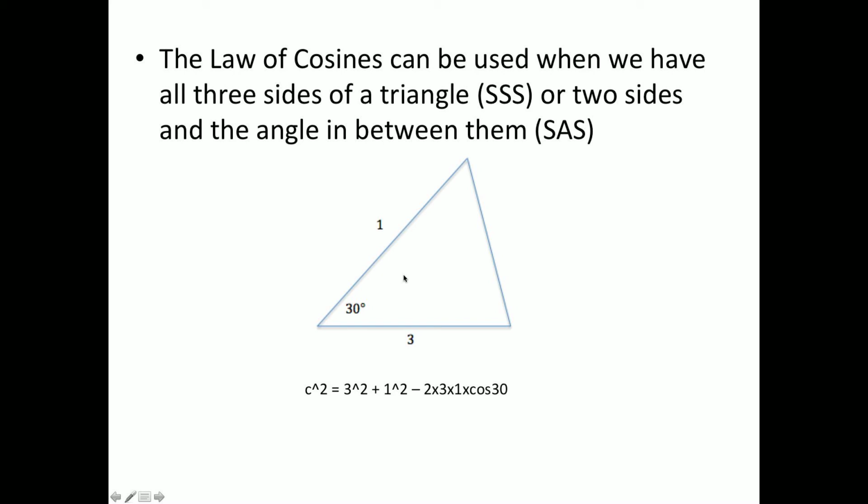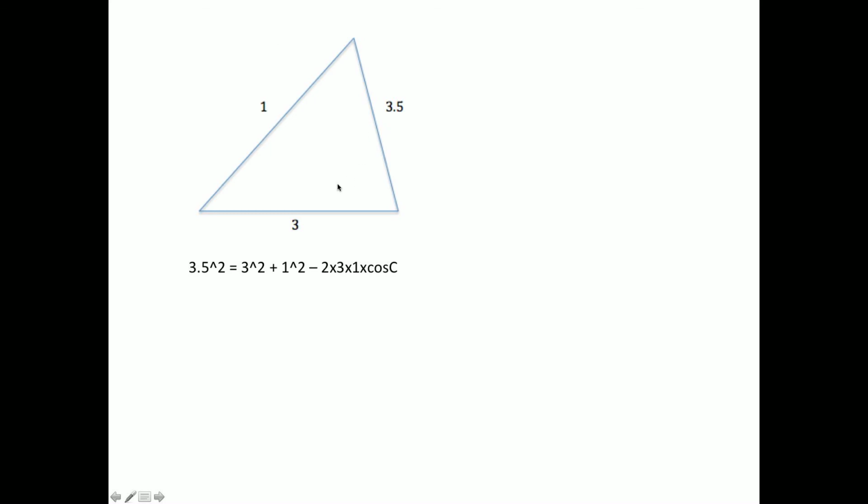If we were to not simplify anything, this is basically just plugging everything into the law of cosines. We would have c squared equals 3 squared plus 1 squared minus 2 times 3 times 1 times cosine 30. In this case, we would be solving for side c. In the second case, the SSS, we have all three sides, and we would be solving for angle C. So if we put all that in, again unsimplified, you would have 3.5 squared equals 3 squared plus 1 squared minus 2 times 3 times 1 times cosine C.